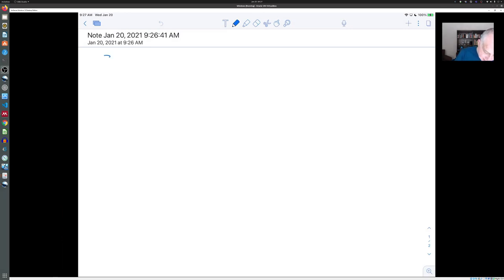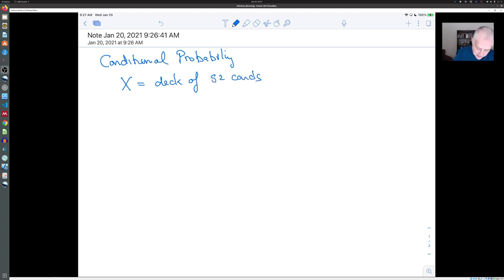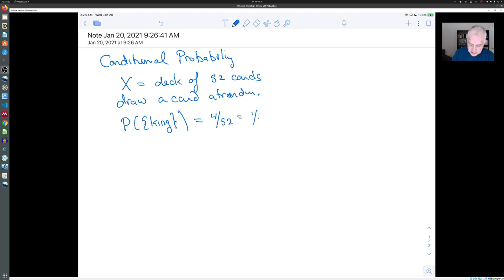So let's think about the following situation. Suppose you have a deck of cards. So your sample space X is a deck of 52 standard cards, and you draw a card at random. What's the chance that it's a king? Well, there are four kings in the deck. Each of them occurs with probability 1 in 52. So the probability of drawing a king is 4 out of 52, or 1 in 13.